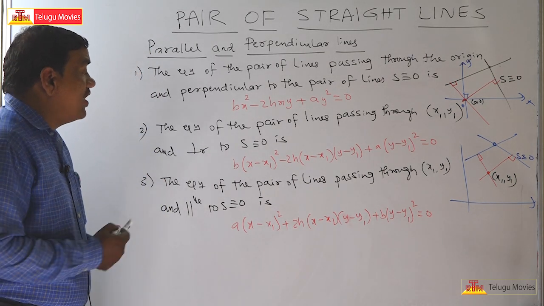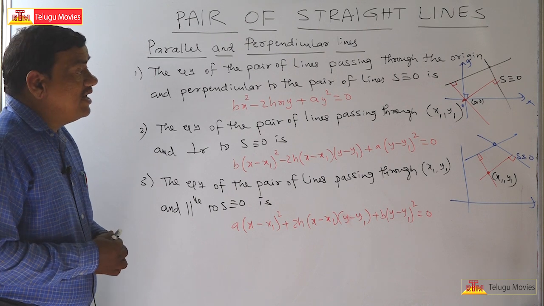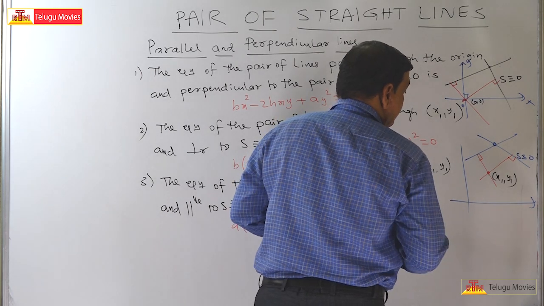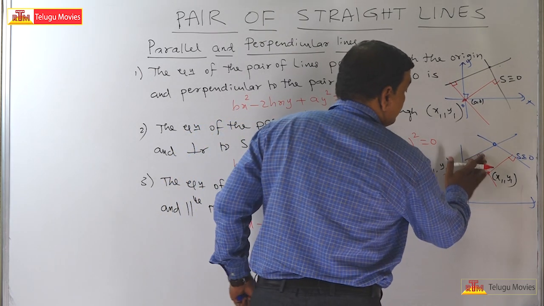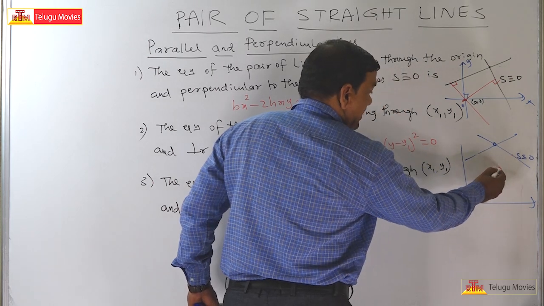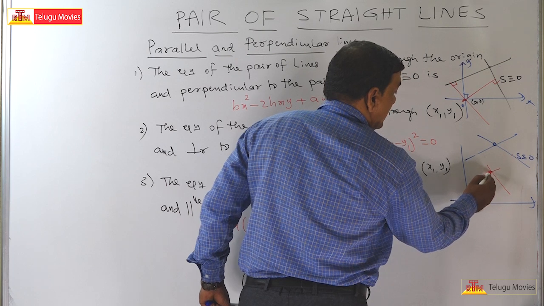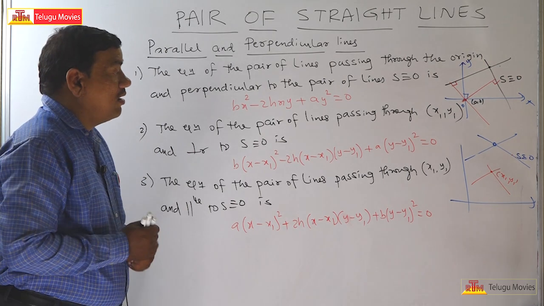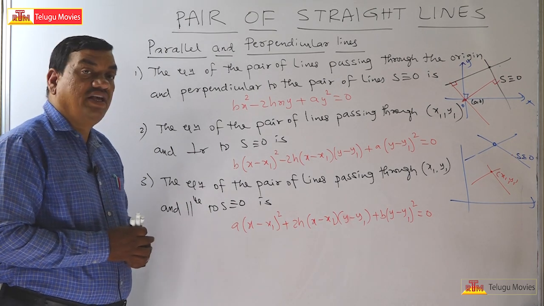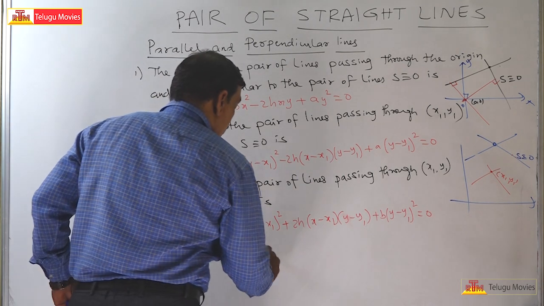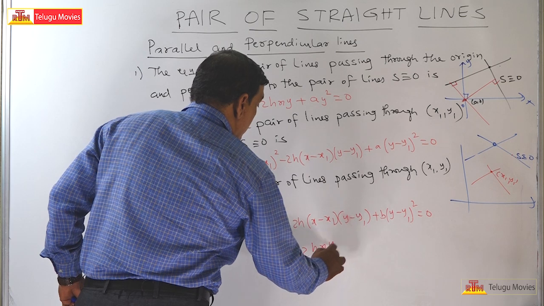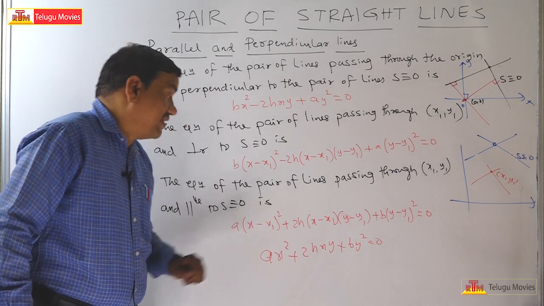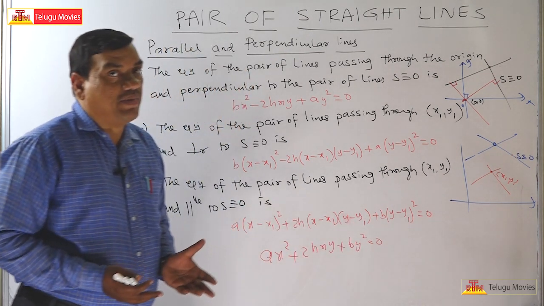Now next we are going to see the parallel case. Parallel means what? Given the two lines S is equal to 0, there is now a pair of lines parallel to the given lines, and they pass through x1 comma y1. Then what is the equation of these lines? It is almost the same form, ax square plus 2hxy plus by square is equal to 0, but in place of x you write x minus x1, and in place of y you write y minus y1.